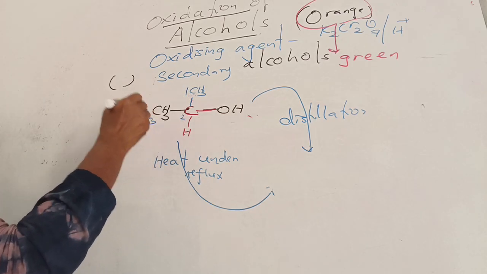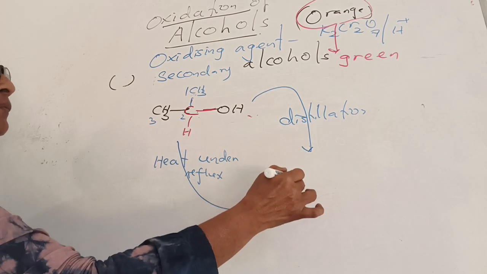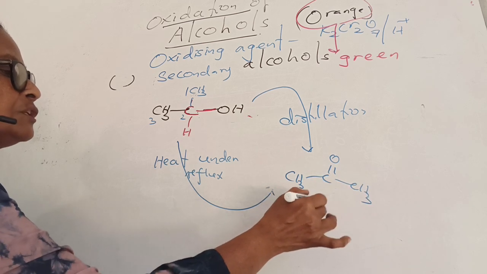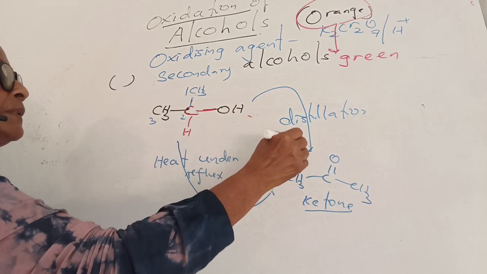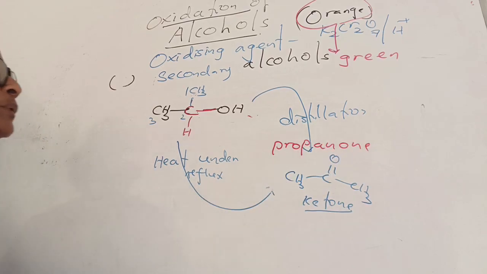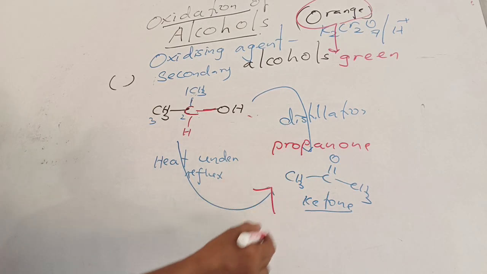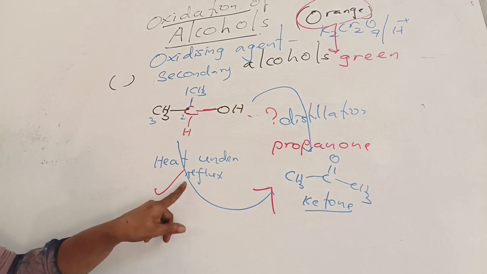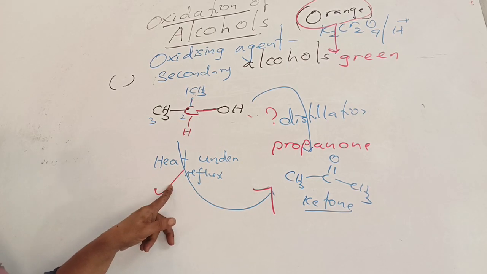It is propan-2-ol, and whether by distillation or heat under reflux, only one product is produced, which is a ketone. In this instance, the ketone produced is propanone. Propanone can be produced either with distillation or heat under reflux. It doesn't matter which method you use, but it's advisable to use heat under reflux instead of distillation because the rate of reaction is much faster and a higher yield of the product can be obtained.